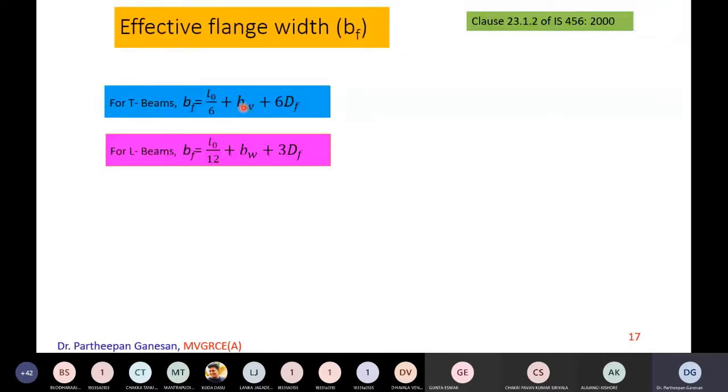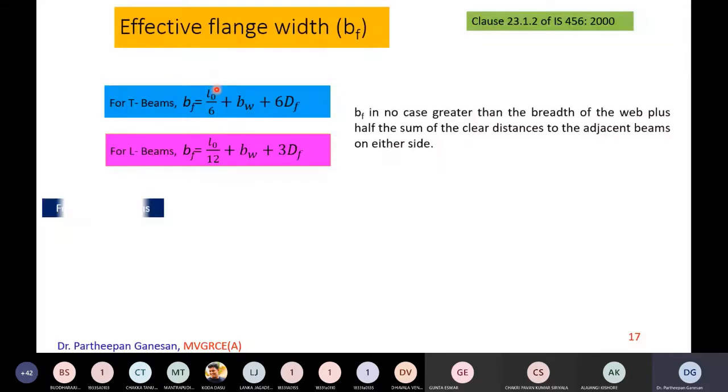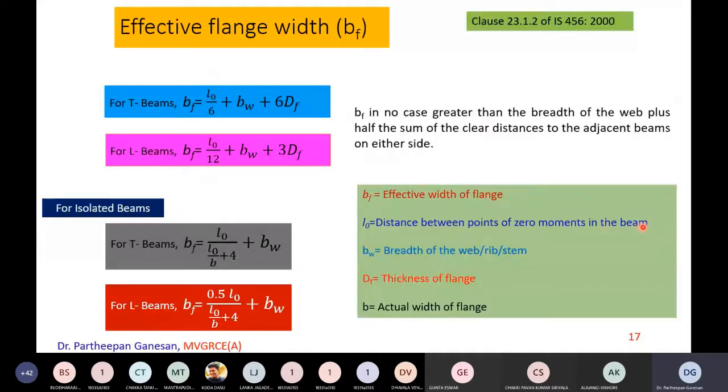Okay, so that's the effective width of flange, and this formula is given for normal T-beams and L-beams. BF is L0 by 6 plus BW plus 6 DF. Remember, what is L0 given there? L0 is the distance between the points of zero moments in the beam. That means, suppose we have a simply supported beam, the T-beam is simply supported like this.